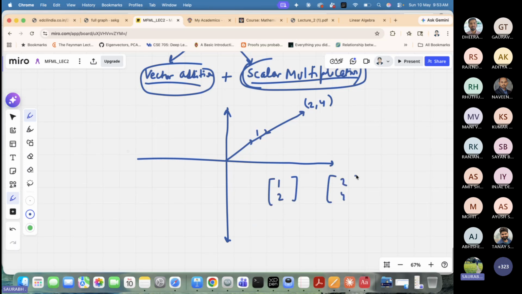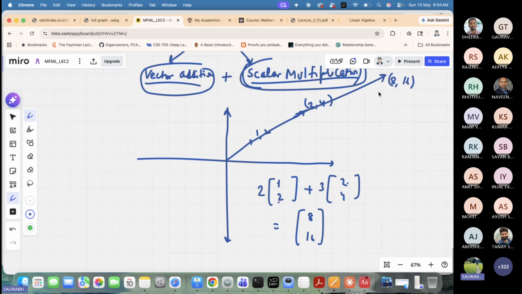Now, if we scale these two vectors, let's say I multiply the first one by 2 and the second one by 3 and add them together, what would be the output? 2 into 1 plus 3 into 2 is 2 plus 6, 8, right? And 2 into 2 plus 3 into 4 is 4 plus 12, which is 16. So we'll get 8 and 16. Now think of where that 8 and 16 would be. They would be somewhere here on the same axis. Let's say this is 8 and 16.